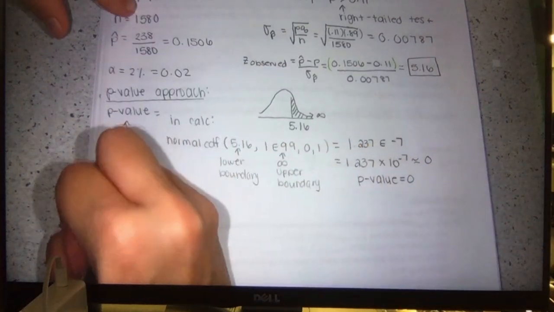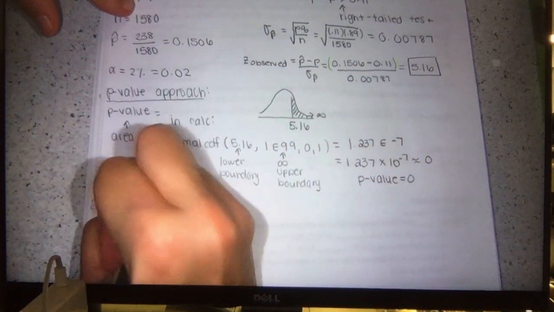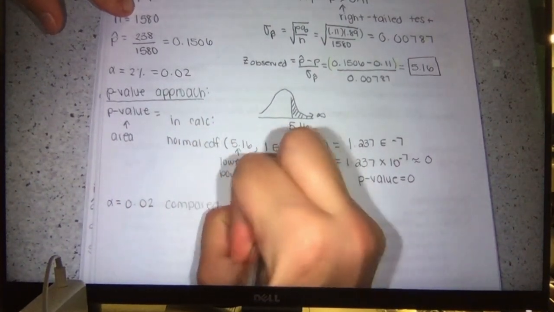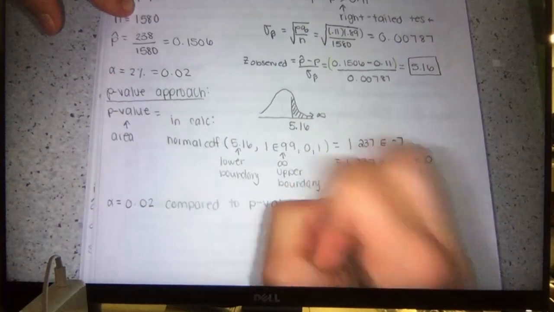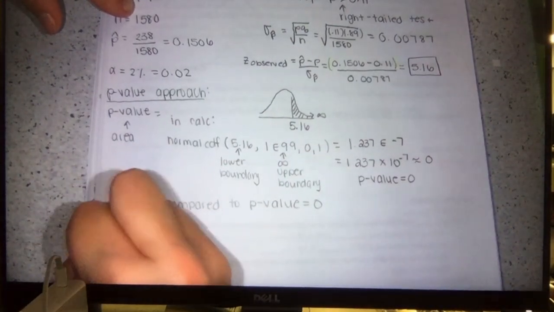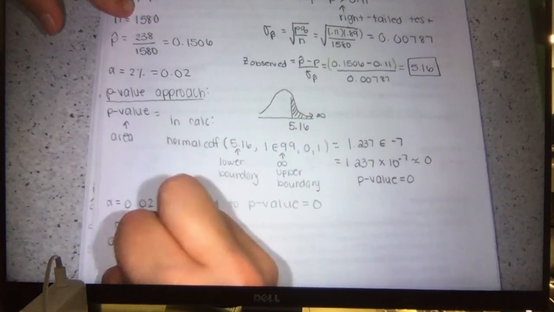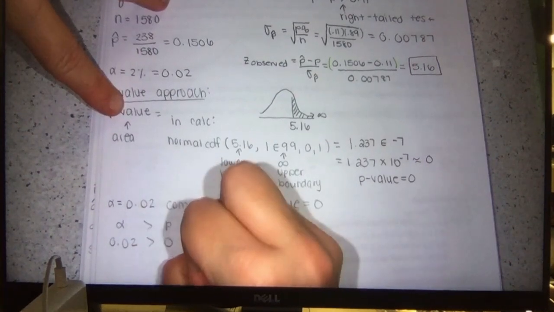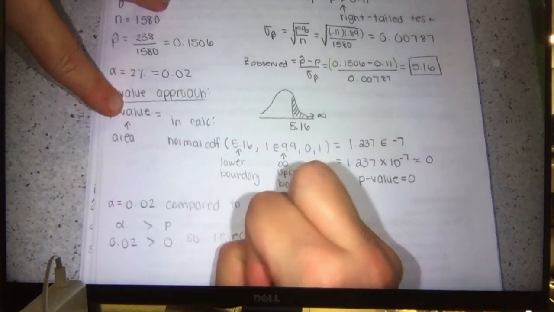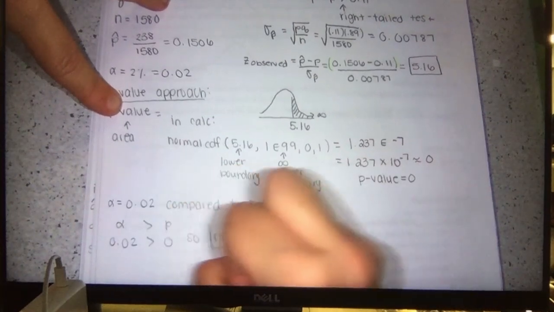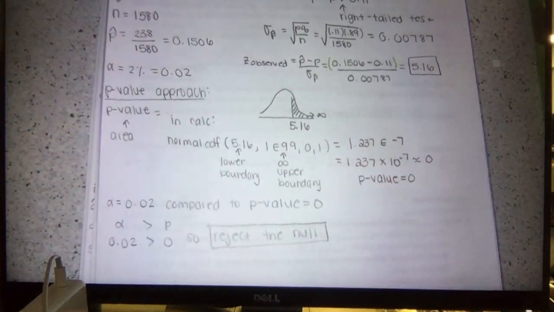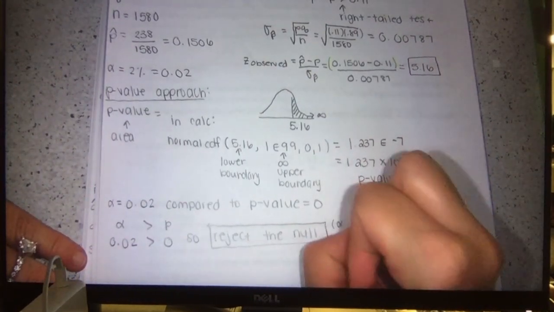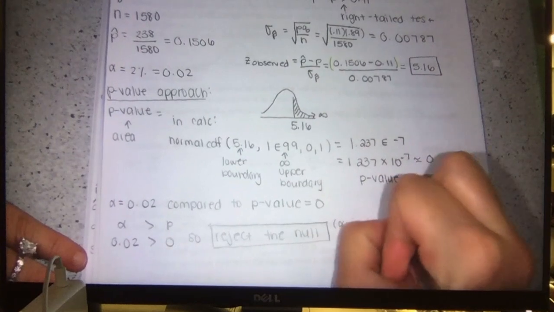So we can take our alpha, which is 0.02, and compare it to our p-value, which is 0. Alpha is going to be bigger. So that means we're going to reject the null. That's our conclusion, because our alpha is larger than the p-value.